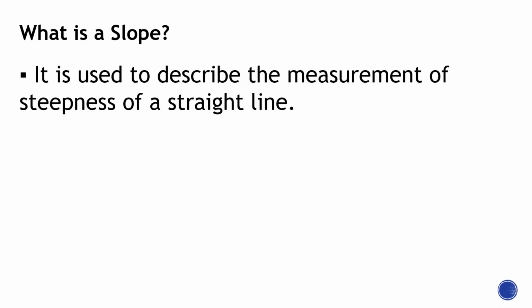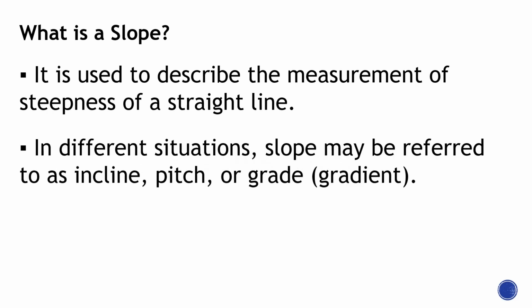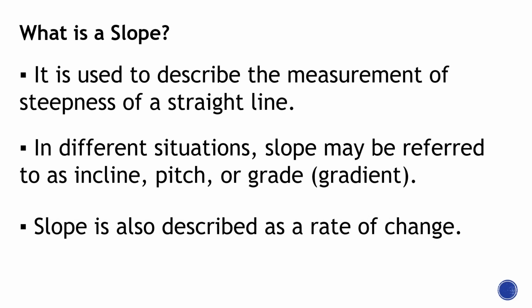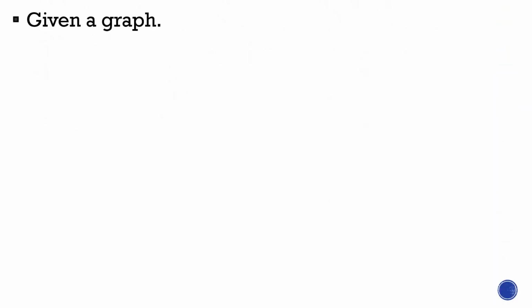Let's begin by defining slope. It is used to describe the measurement of steepness of a straight line. That is a slope. In different situations, slope may be referred to as incline, pitch, or gradient. And of course, slope is also described as a rate of change. Now let's begin with this one.